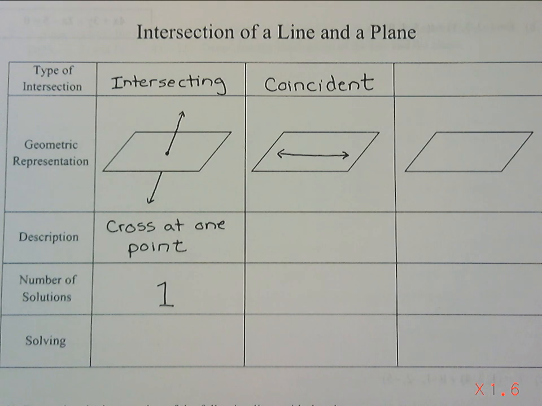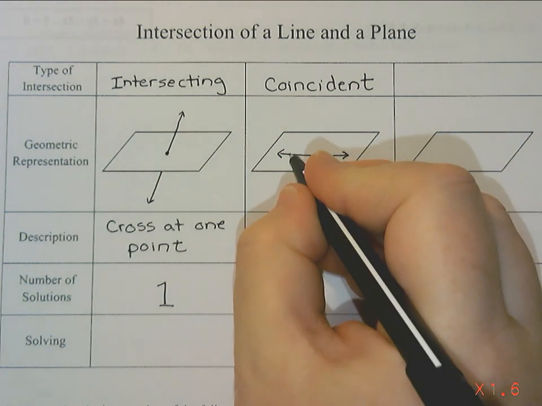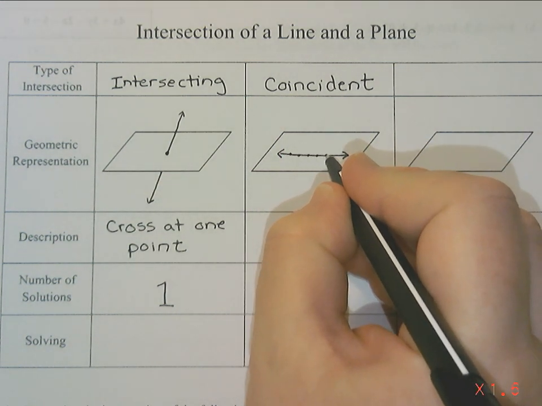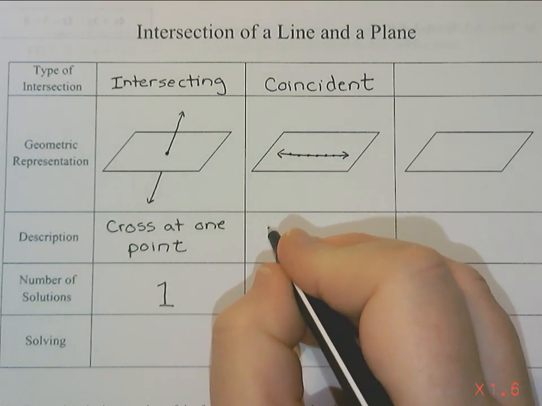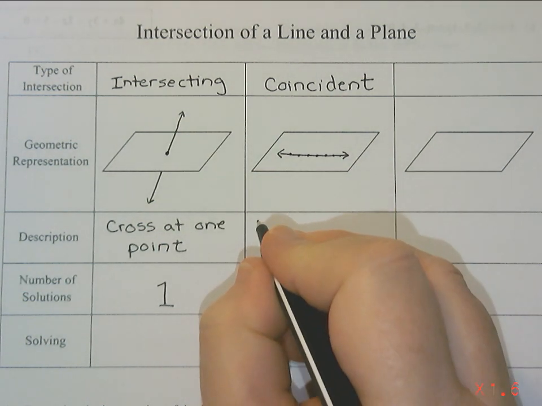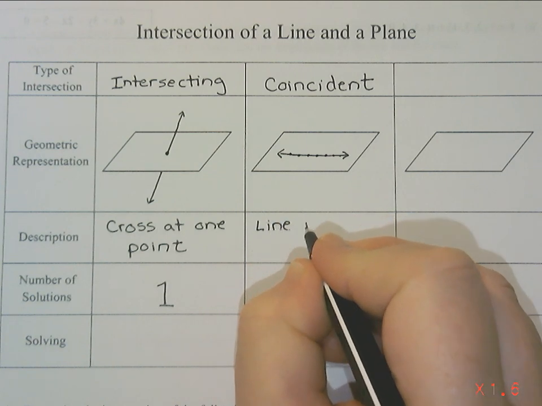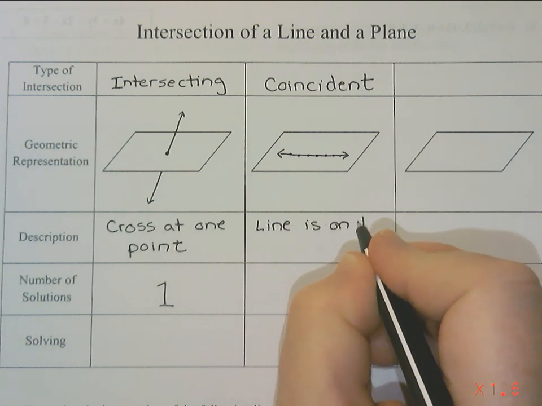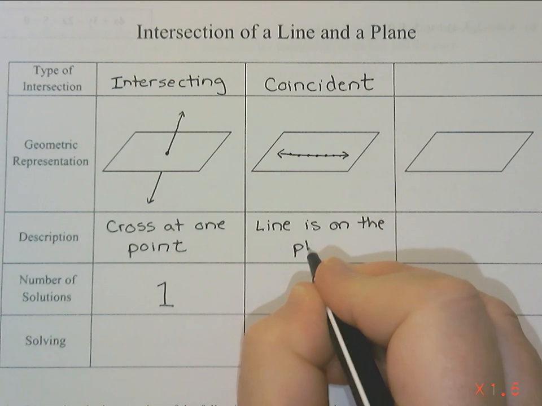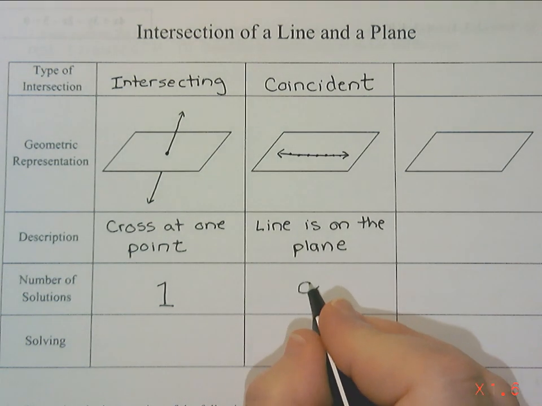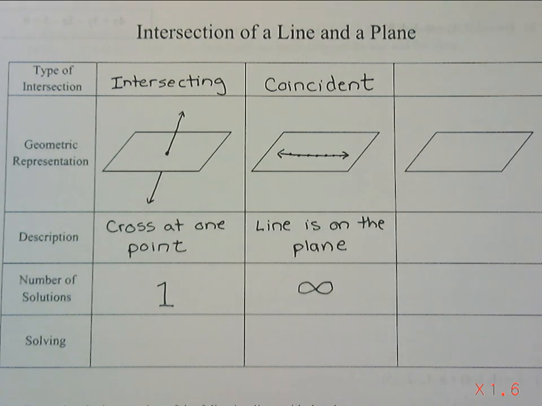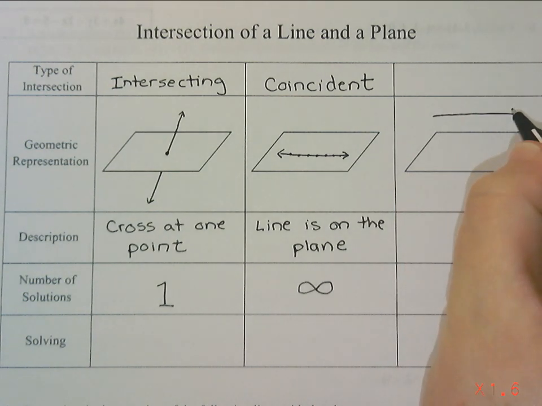Since the line is lying on the plane, it intersects that plane at every single point on that line. So I'm going to say as my description that the line is on the plane. And the number of solutions would be infinite because there's an infinite number of points where that line is touching that plane. All right, our last option is that they can be parallel.